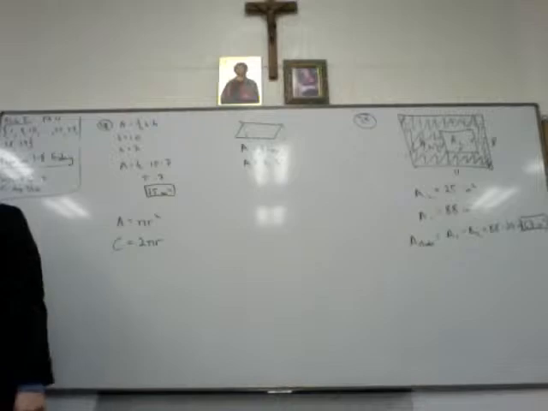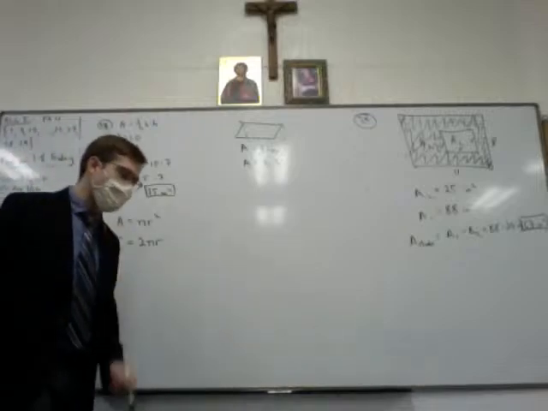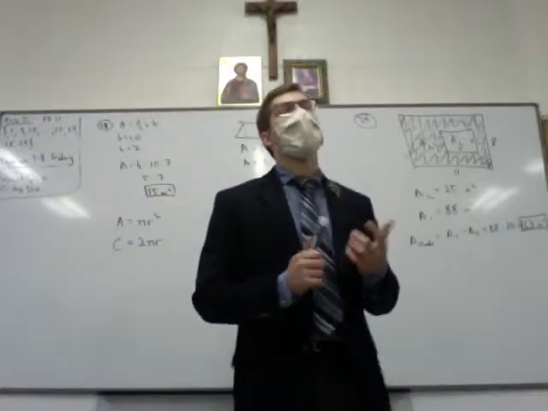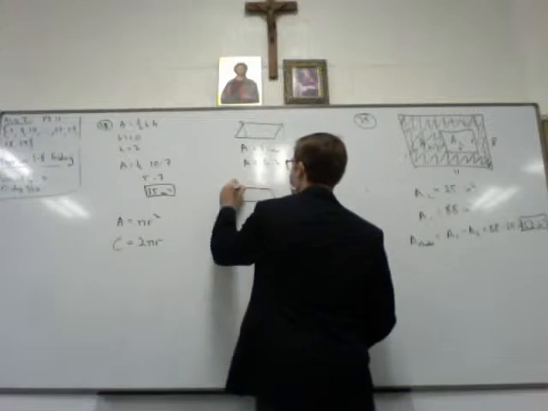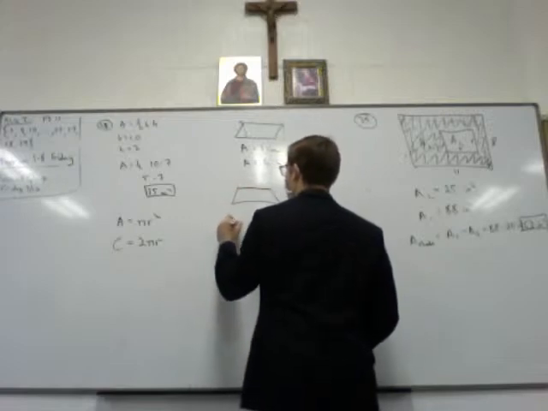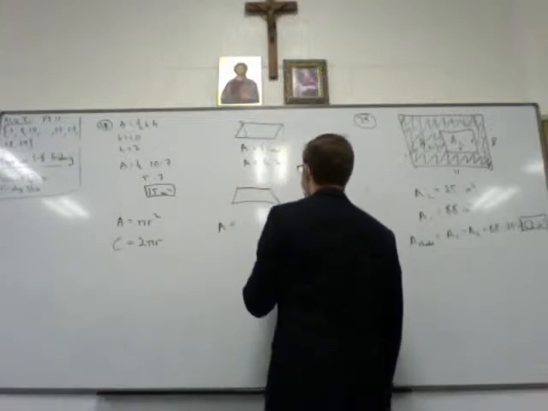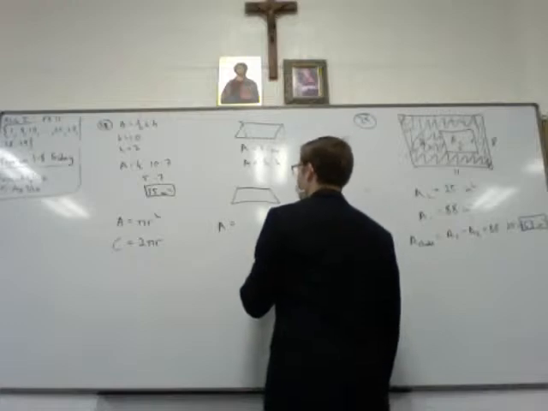The trickiest one is trapezoids. A couple different ways you can think of trapezoids. You can think of it as 2 triangles. You can think of it as half a parallelogram. Either way, the area of a trapezoid is what? Somebody tell me. Base times height? Nope.